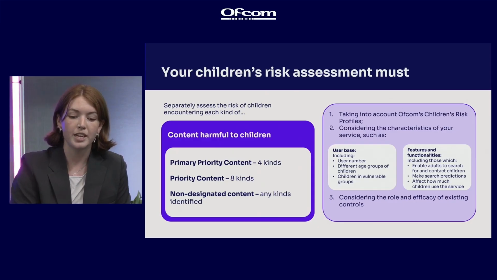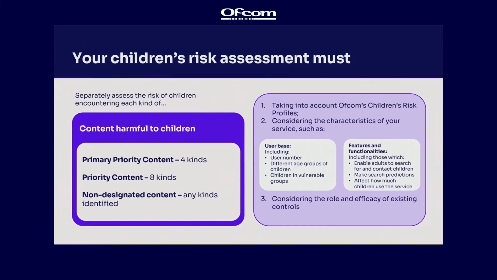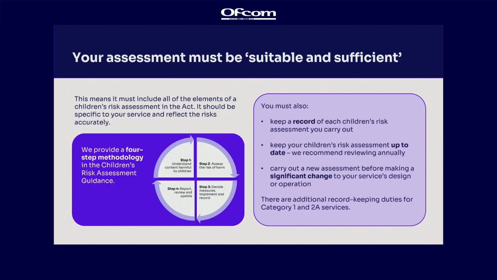For example, when you consider your user base, you need to think about your user number, the different age groups of children on your service, and any children in vulnerable groups. You've also got to think about specific features and functionalities, including those which enable adults to search for and contact children, those which make search predictions, and any features or functionalities that affect how much children use your service. As you're doing this, you need to consider the role and efficacy of any existing controls you have on the service to mitigate risks to children.